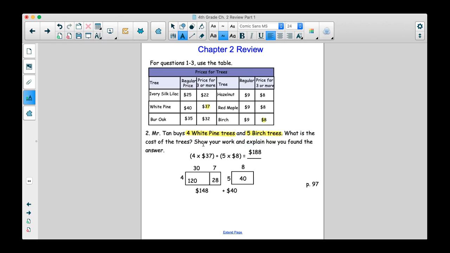Okay, now it does say show your work and explain how you found the answer. So you have to also explain your thinking. I'm not going to be writing out all of my thinking here. You can do that yourself. So if I were to say something about explaining my thinking, I would say I used the area model to find what the cost of the 4 white pine trees were, which was 4 times 37, got 148, and 8 times 5 is 40, and I added them together. Okay, so you could say something like that.